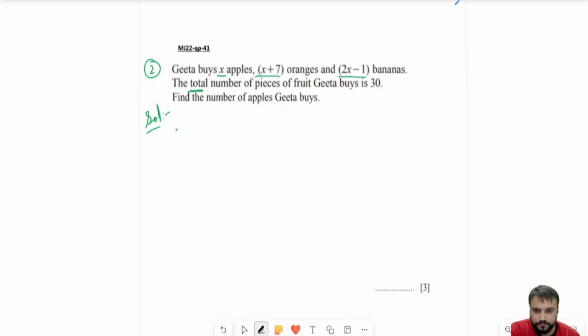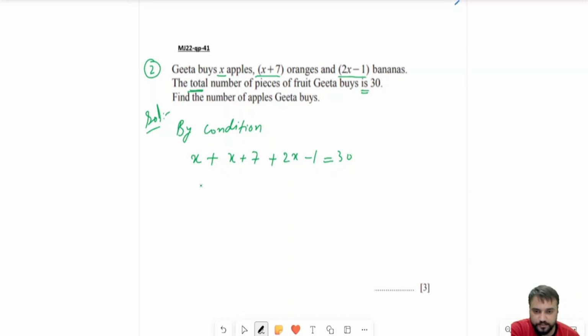Okay, so by condition, number of apples x, and in total you have to add number of oranges x plus 7 again, and 2x minus 1 number of bananas. I'm going to read this sentence: the total number of pieces of fruit Geeta buys is 30. So replace is with the equal sign. Is 30, place 30 after equal. Okay, now we are going to solve this equation, that is the algebraic equation.